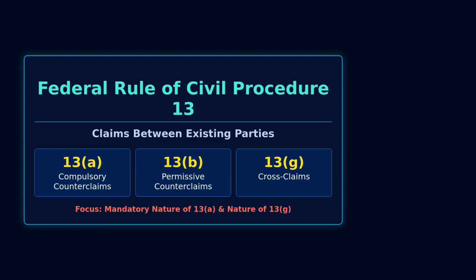Understanding Rule 13 is crucial because it dictates when a party must bring a claim now, or risk losing it forever. This chapter sets the stage for our deep dive into the two most significant aspects of this rule. We will first examine the mandatory nature of compulsory counterclaims found in Rule 13a. Following that, we will explore the nature and requirements of cross-claims, detailed in Rule 13g. These two provisions define the boundaries of required versus optional litigation between opposing and co-parties in federal court.